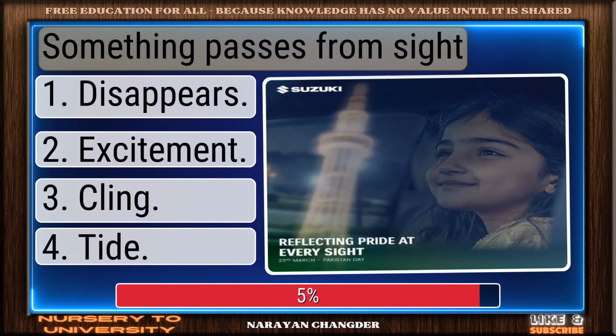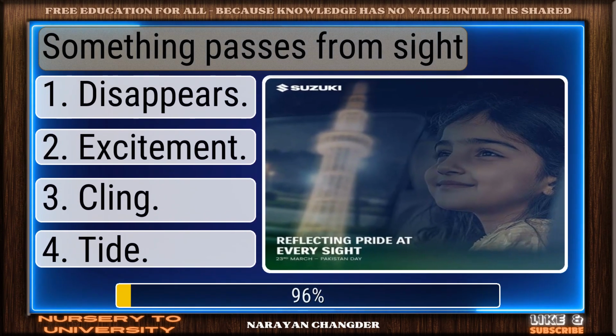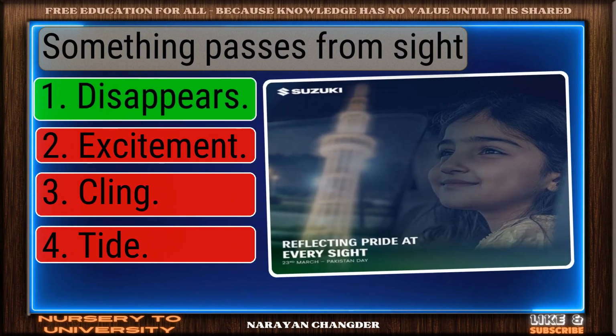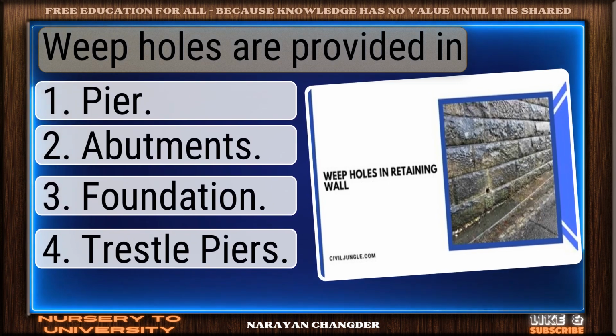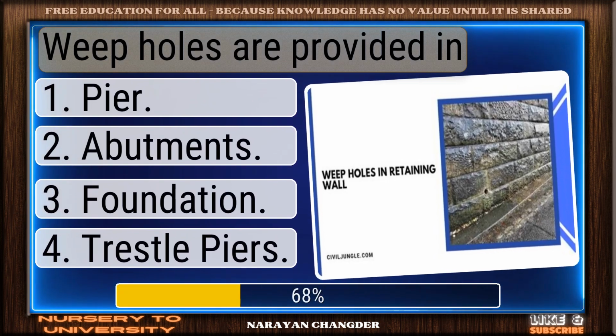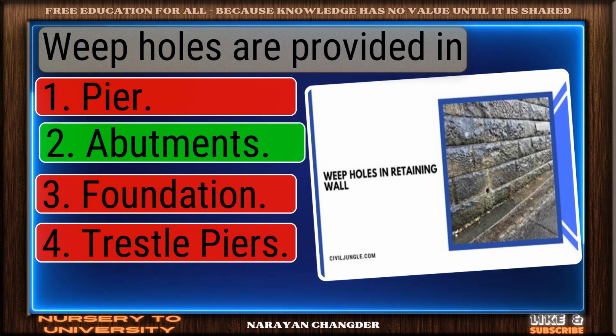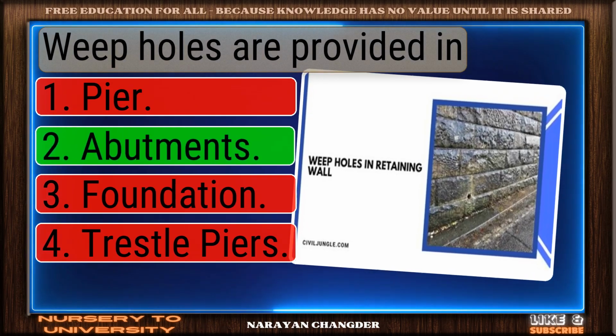Something passes from sight. Nicely done. Disappears is a solid answer. Weep holes are provided in. Excellent. Abutments is a brilliant choice.